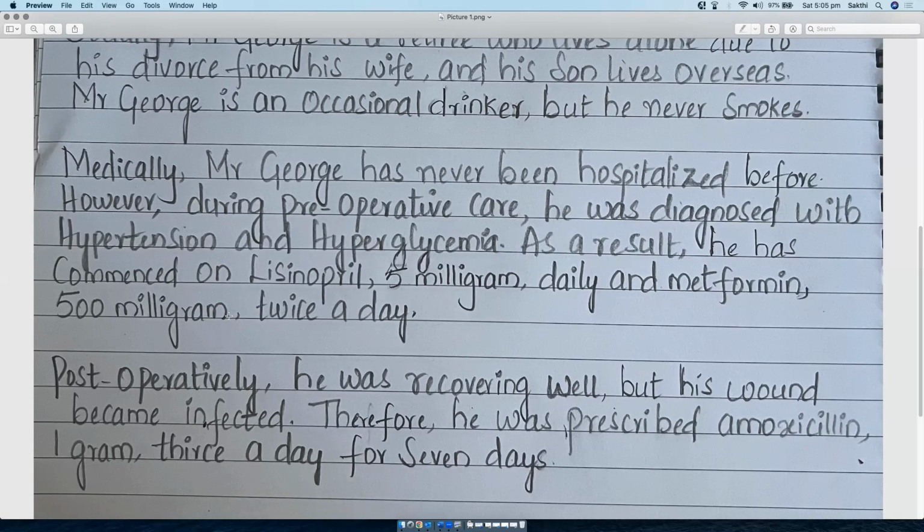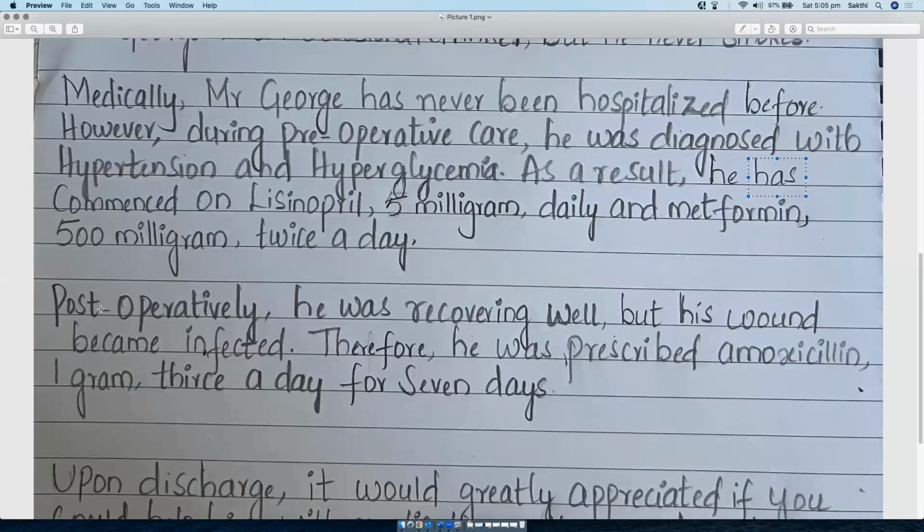As a result, he has commenced on lisinopril 5 milligram daily and metformin 500 milligram twice a day. I am okay with that. However, it shouldn't be he has commenced. It should be he was commenced on these medications. Let's jump on to the next paragraph.